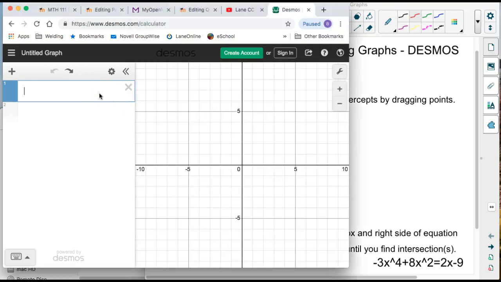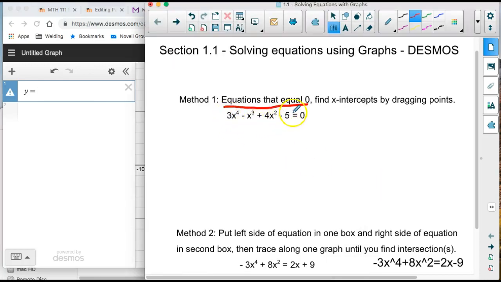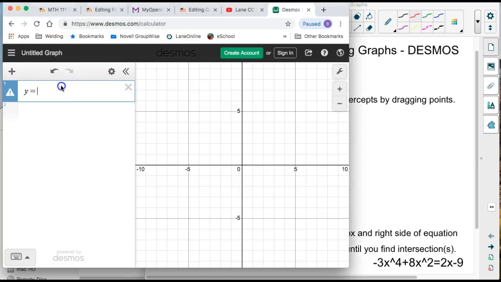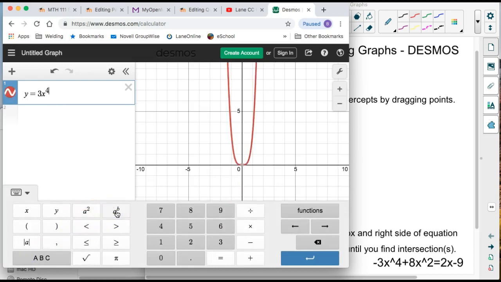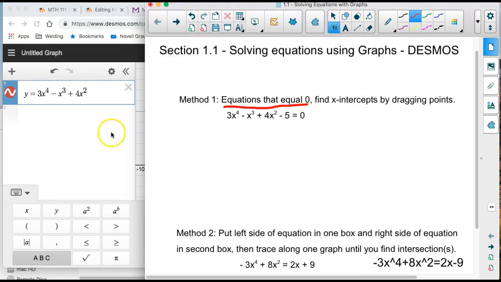So you're going to do y equals, and then type this equation in: 3x to the fourth minus x cubed plus 4x squared minus 5. We're going to use the keyboard here: x to the fourth, minus x to the third power, plus 4x squared. You can use a specific key for x squared, and then minus 5.